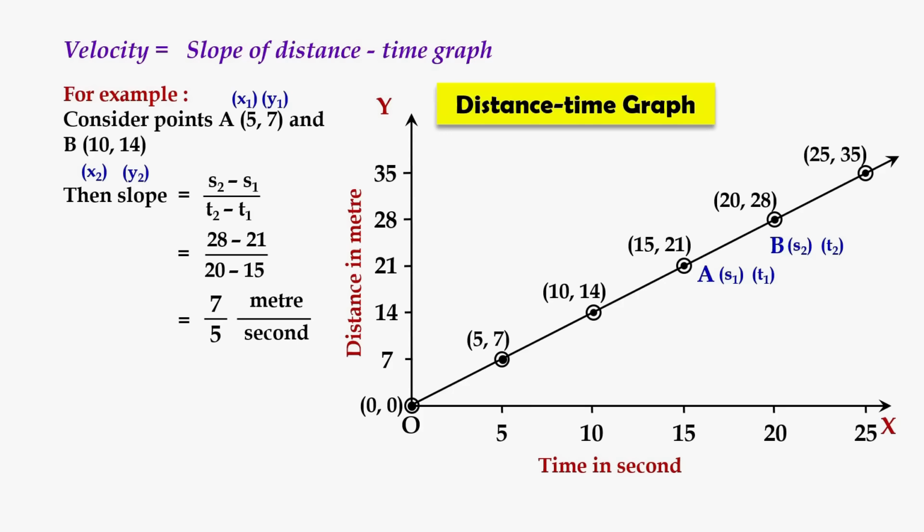Next, find the change in time. The time increases from 15 seconds to 20 seconds. So, the change in time is 5 seconds. Now divide the change in distance by the change in time. 7 meters divided by 5 seconds gives 1.4 meters per second. Since the distance-time graph is a straight line, the velocity remains constant. Therefore, the velocity of the object is 1.4 meters per second, and the object is moving with uniform motion.